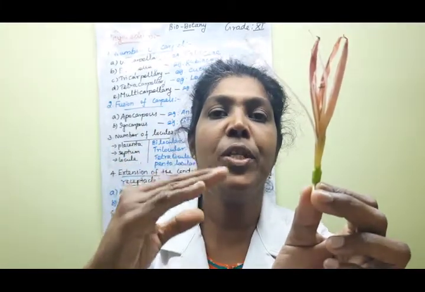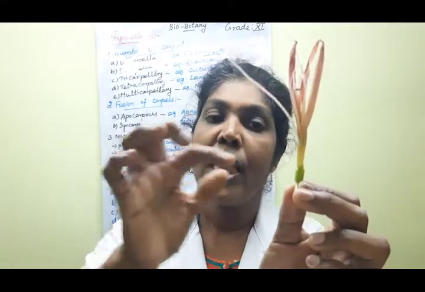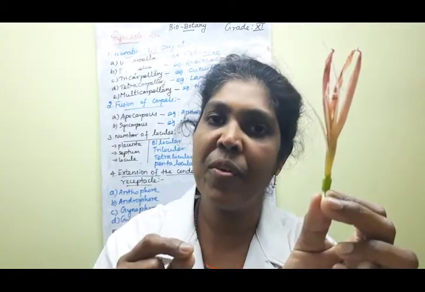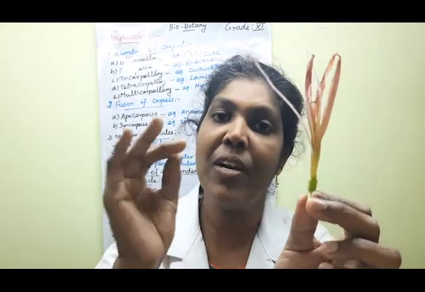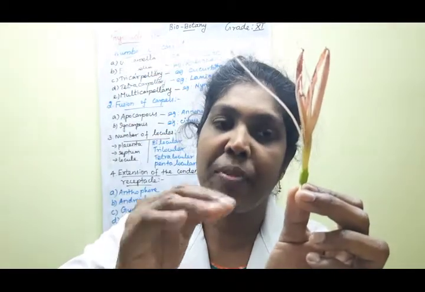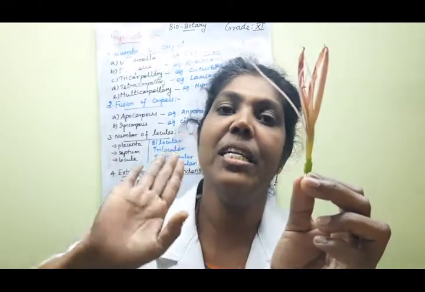Clear? Here there are three types of ovaries. What are they? Superior ovary, inferior ovary, half inferior ovary. I am going to tell you these terms one by one. Superior ovary means the ovary position is above the remaining floral whorls, that is the sepal whorl, petal whorl and stamen whorl. The sepals, petals and stamens arise from the base of the ovary, and that is called a superior ovary.